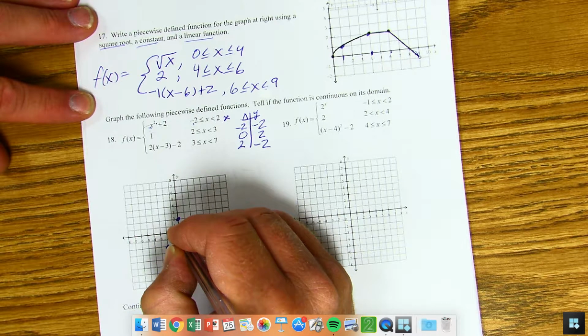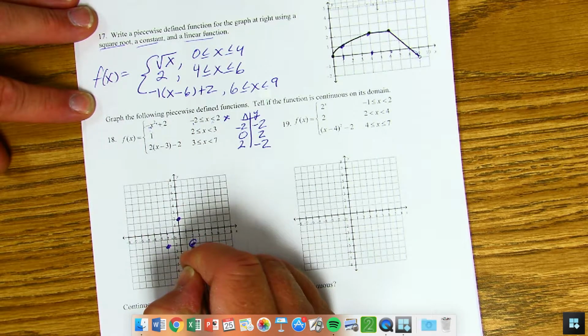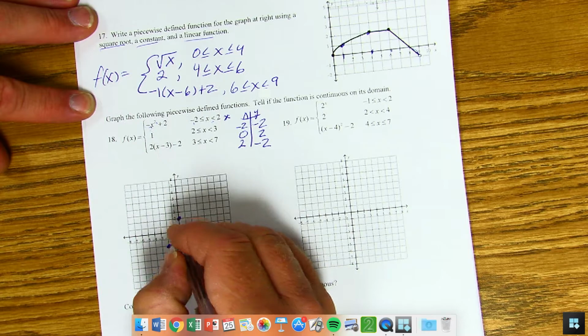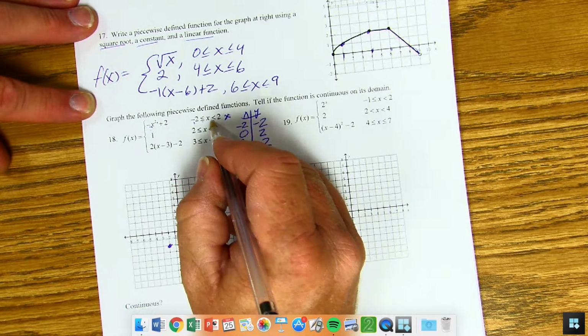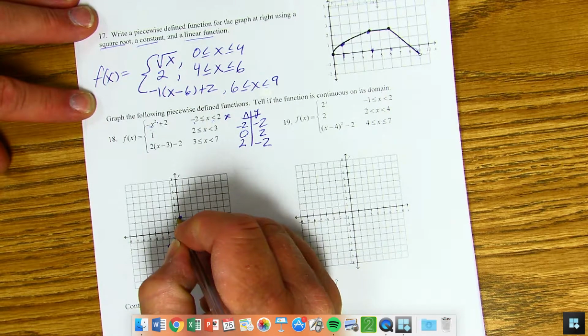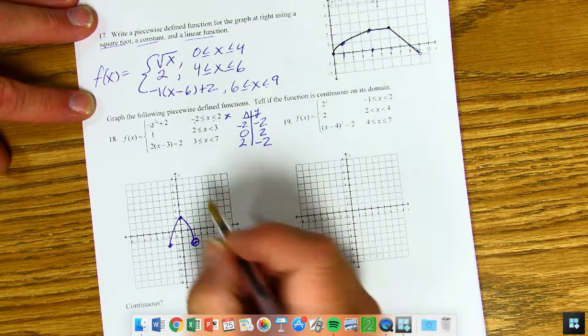Now, this should be an open circle right here. This can be closed because it's equal to. Equal to is closed, not equal to is open. And it's going like that. Oh, it's a parabola, yep, open and down.